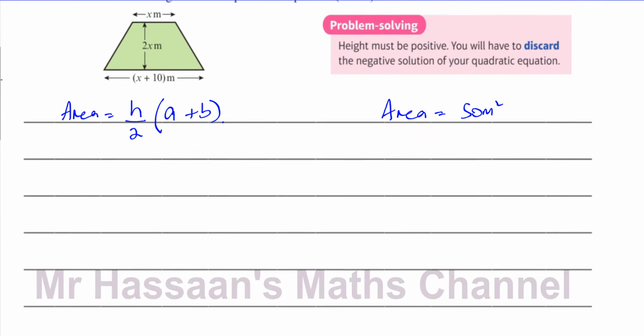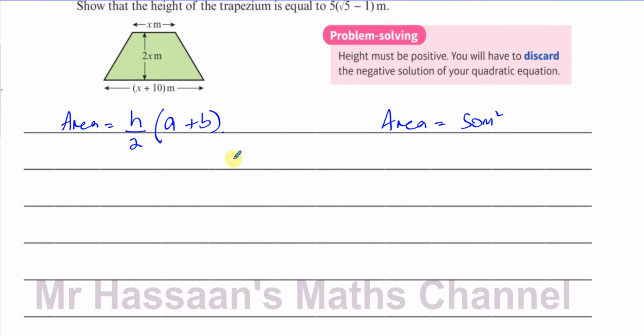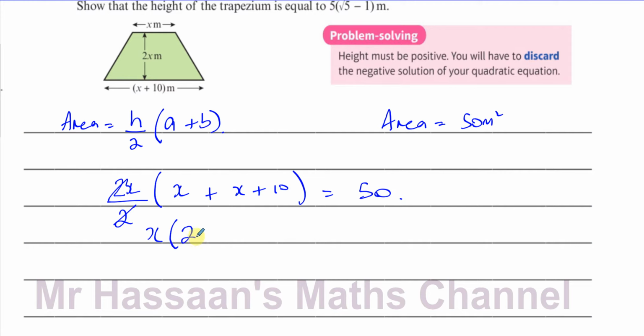Okay, now what we want to do here is equate these two together. We know that the height of the trapezium is given by 2x. So that's 2x divided by 2 times the sum of the parallel sides, which is x plus 10. That's the area of the trapezium in terms of x, and that's equal to 50. So the 2 cancels with the 2. You have x times, and inside here you're going to have 2x plus 10, equals 50.